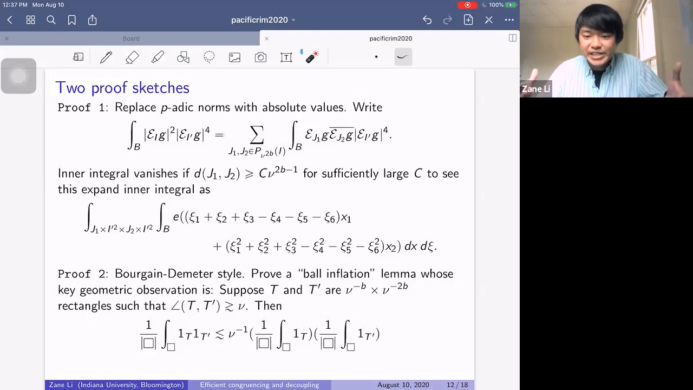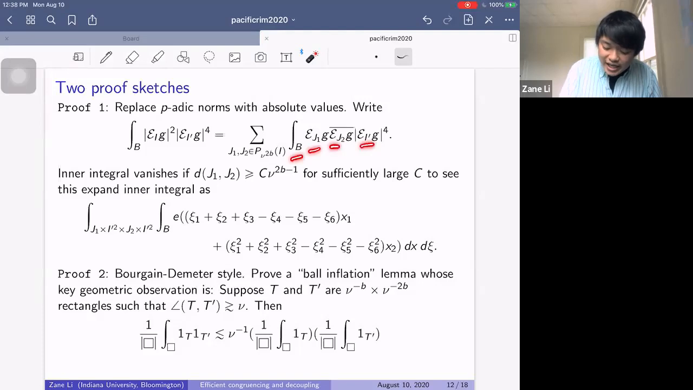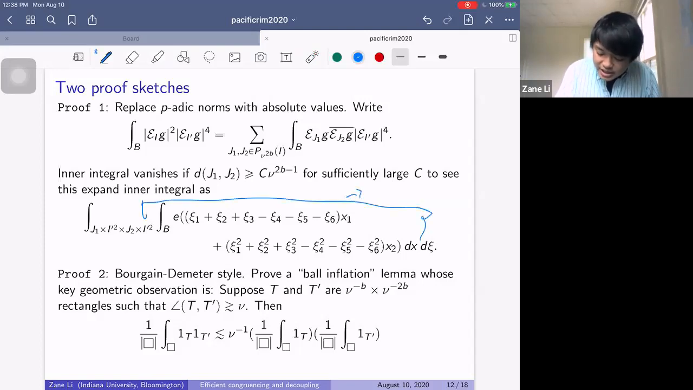So take C to be 1,000,000. That will work. Then you literally expand everything: expand the definition of the extension operators and interchange the spatial integral with the frequency integral. If you observe carefully, this is just the Fourier inverse of B evaluated at the linear term C1 plus C2 all the way to minus C6, comma, the quadratic term.